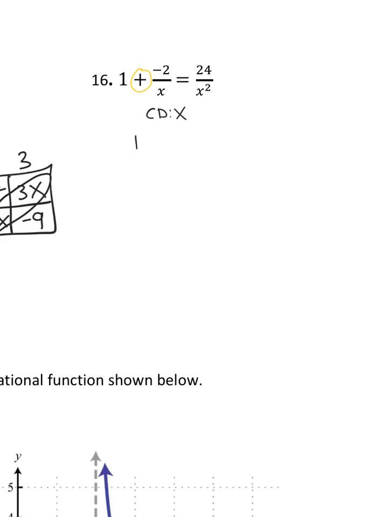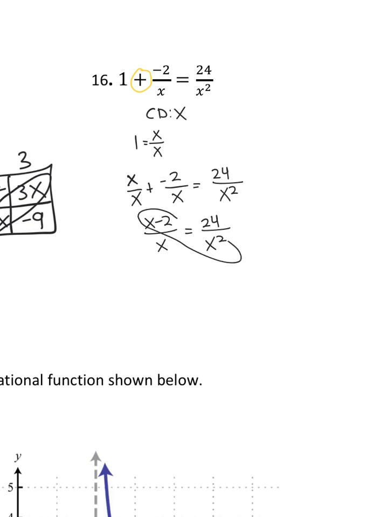In order to get 1, that's the same thing as x over x, because I'm dividing something by itself. So x over x plus negative 2 over x is 24 over x squared. If you combine on the top, you've got this. And now you can cross multiply. So we've got x squared times x minus 2 equals 24x. And I'm going to distribute that x squared, so I've got x cubed minus 2x squared equals 24x.